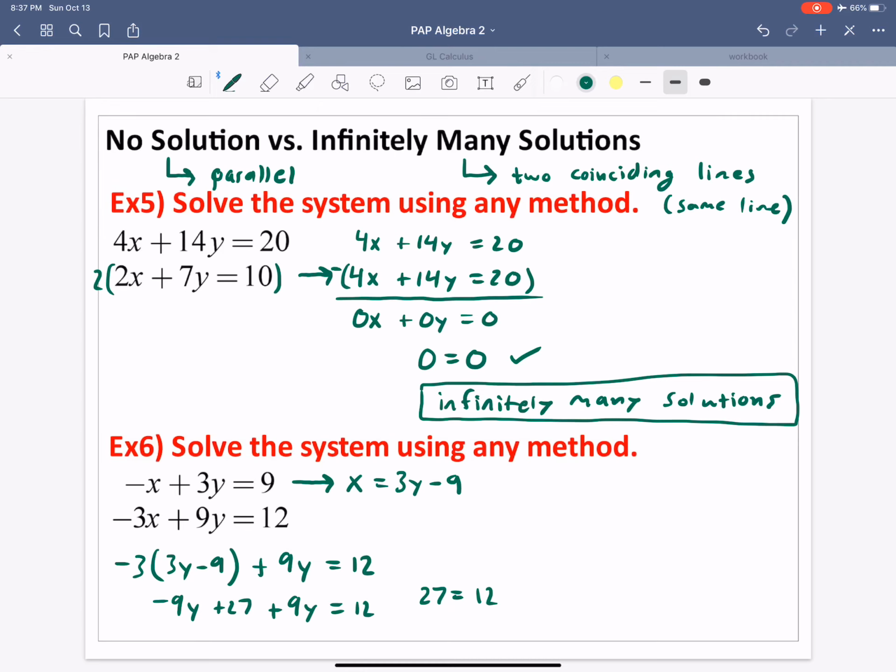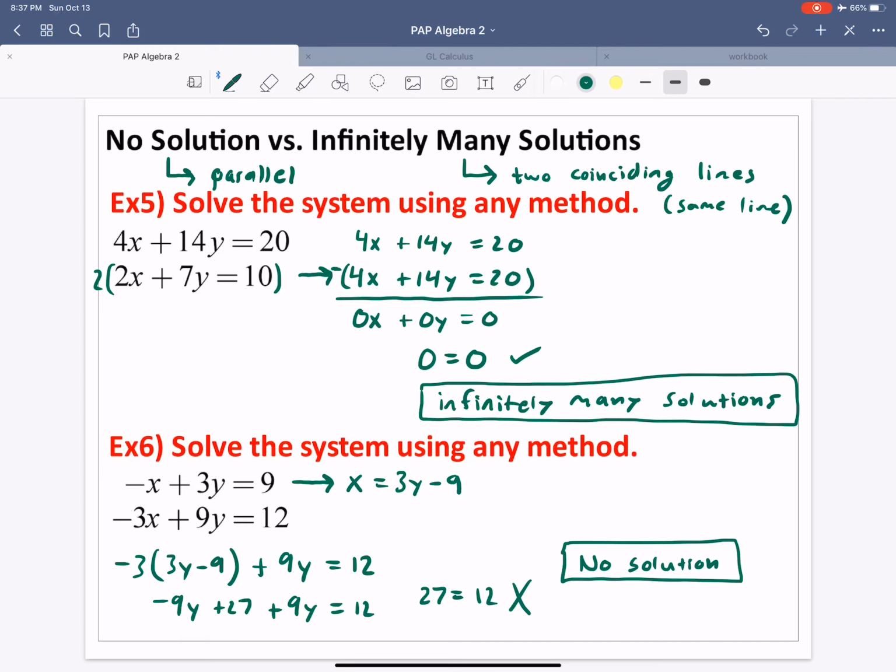Well, here's the problem. 27 never equals 12. That's not true. So when you get both variables to cancel out and you get a statement that's not 0 equals 0, you get some number that's not equal to the other side, that's the signal, that's the clue, that's the dead giveaway that this system has no solution. In other words, these two lines are parallel.